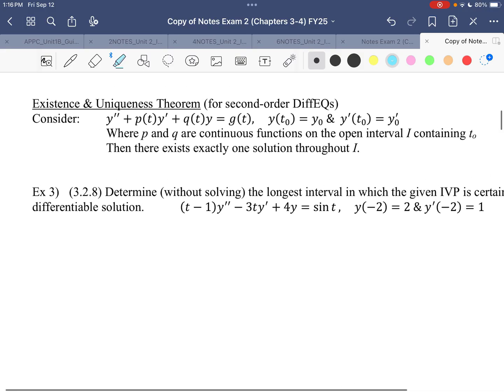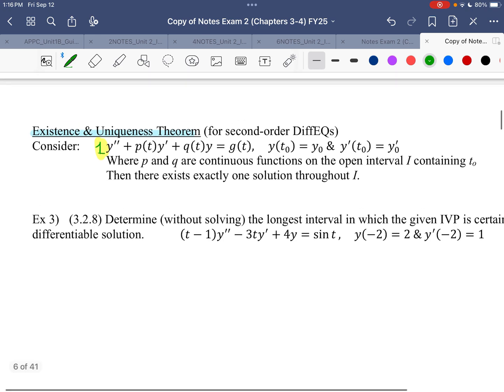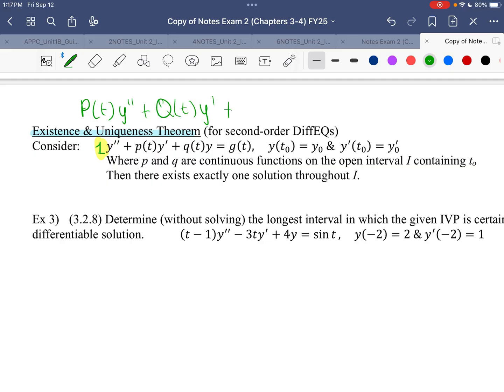Okay, now we're going to deal with existence and uniqueness. So if we have a second order linear differential equation, one thing I'm going to point out is that the coefficient in front of our second derivative is 1 in this theorem, and you need to make sure that happens. Usually we have capital P of t y double prime plus Q of t y prime plus R of t y is equal to G of t. But now they've divided everything by P.